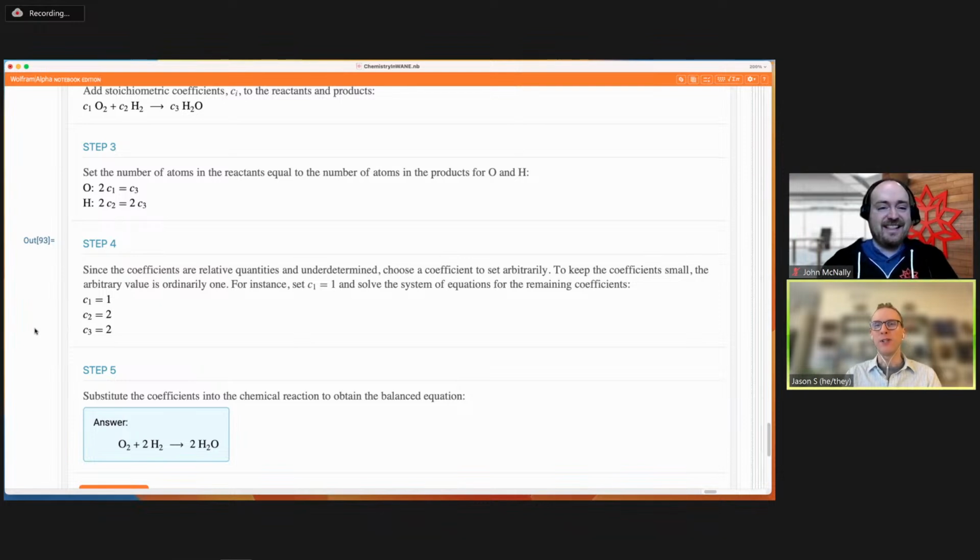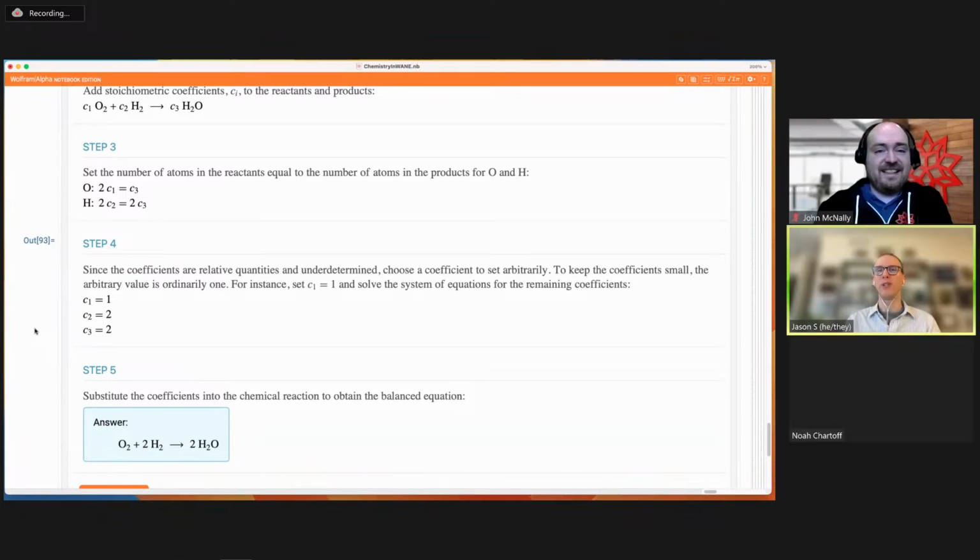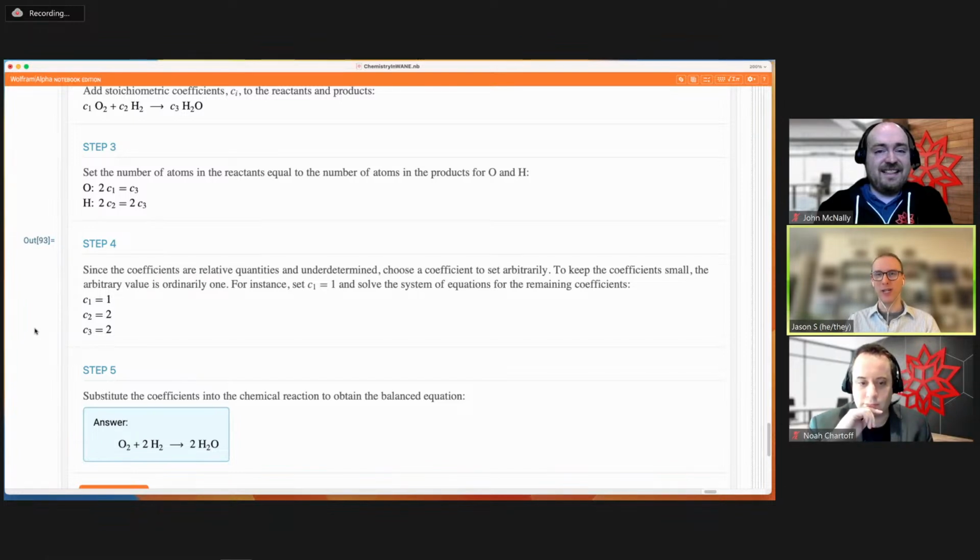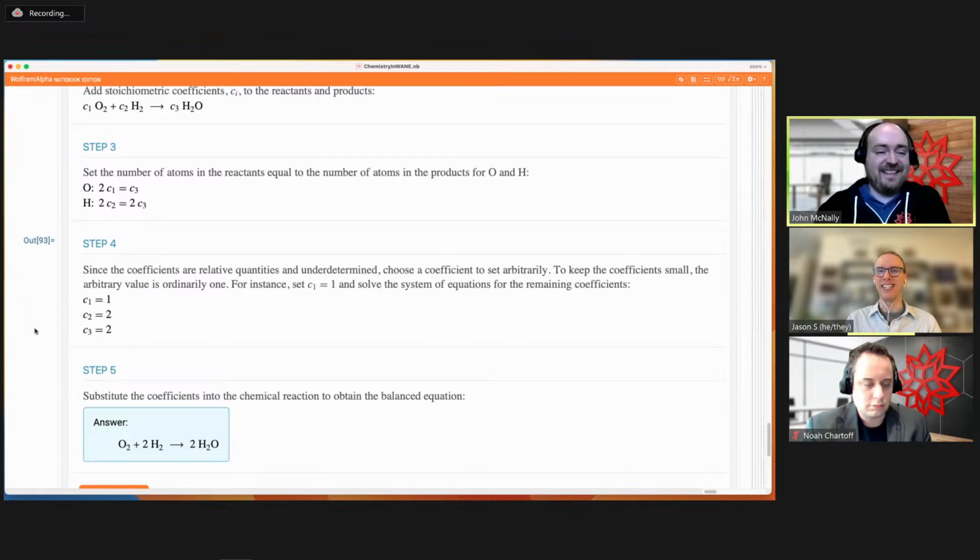Exactly. A little fun note, if you happen to wade through the linear algebra literature, for those in that community, anytime that they come up with a new linear algebra method, they almost always apply it to balancing chemical equations. We seem to be the sort of test case for the newest and greatest linear algebra method. That's awesome. Yeah, it's kind of funny.